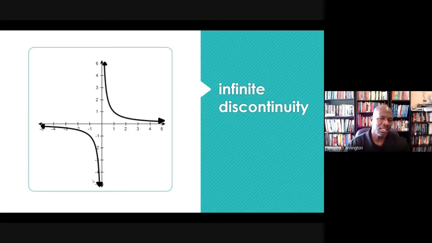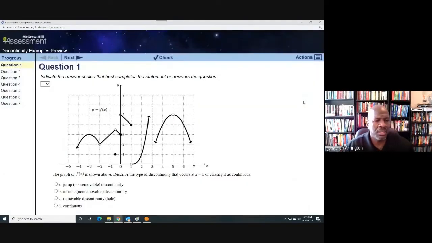Now let's look at some example problems of the type of stuff we're going to be asked to do. We're just going to go through these examples, and these examples represent two types of problems. The first one, they're going to give you a graph. It says the graph of f of x is shown above. Describe the type of discontinuity that occurs at x equals 1, or classify it as continuous. So this is where you're trying to determine what type of discontinuity you're seeing, or perhaps it's continuous at that particular value.